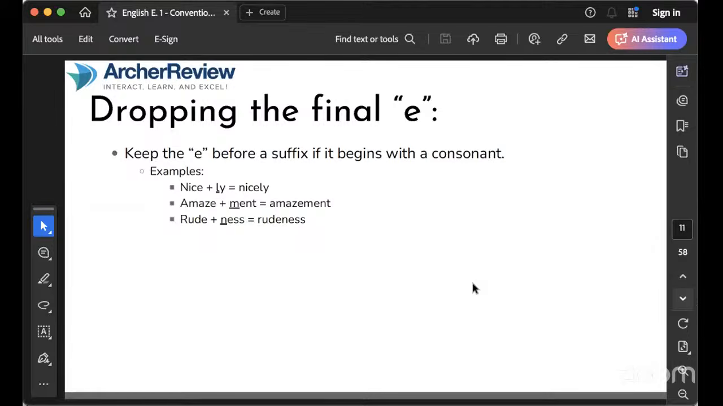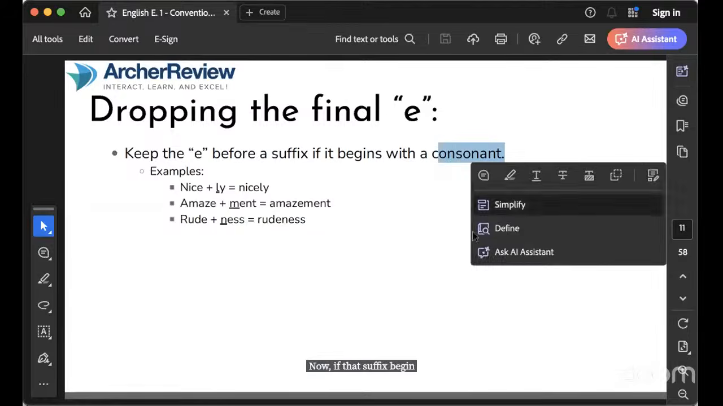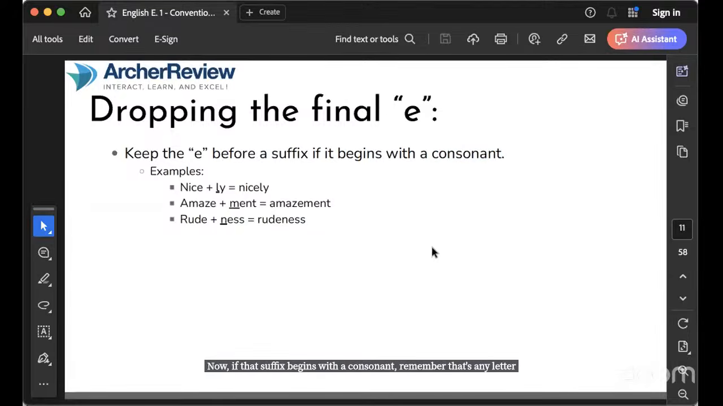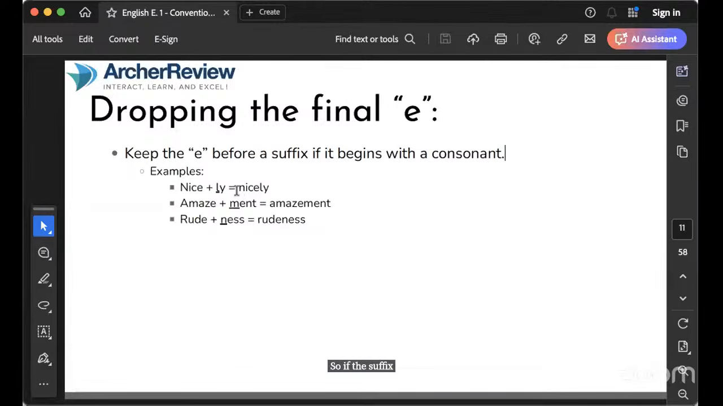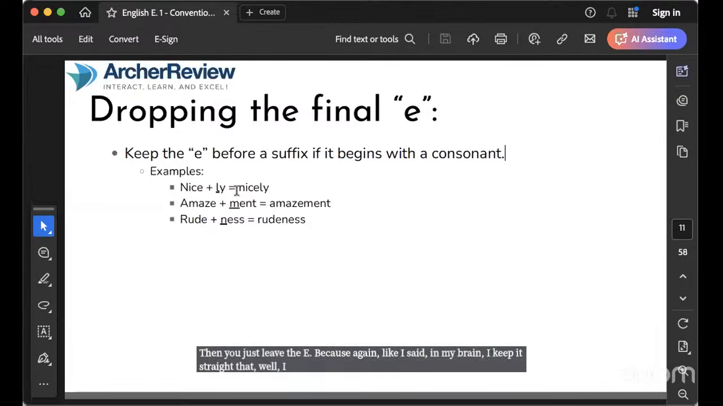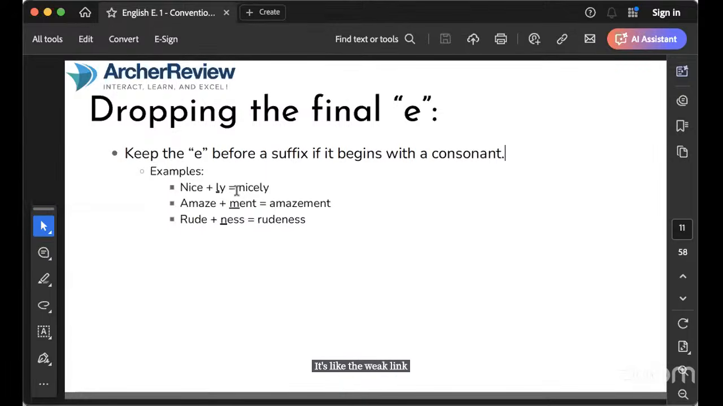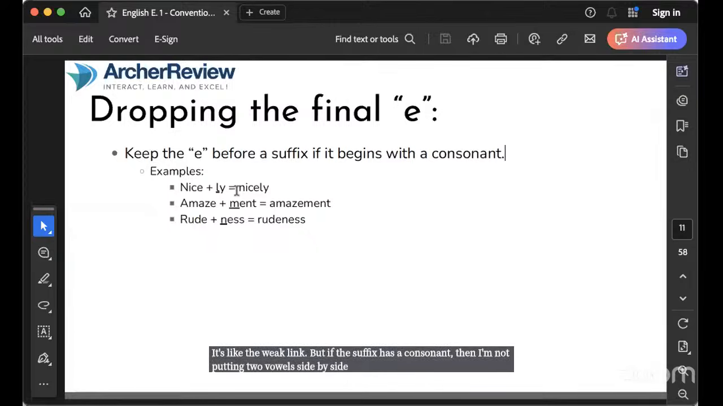Now, if that suffix begins with a consonant, remember that's any letter besides those vowels. So anything in the alphabet, A through Z, if it's not A, E, I, O, U, it's a consonant. Then you just leave the E. Because again, in my brain, I keep it straight that I can't have two vowels side by side, so I've got to drop the E off. It's like the weak link. But if the suffix has a consonant, then I'm not putting two vowels side by side. Everything's kosher. We're good to go.